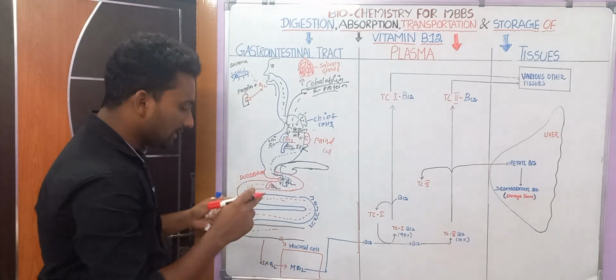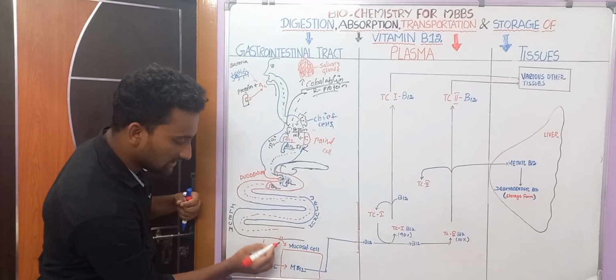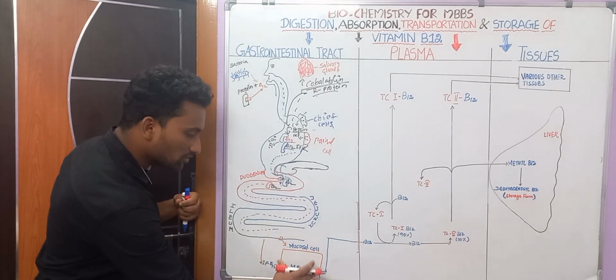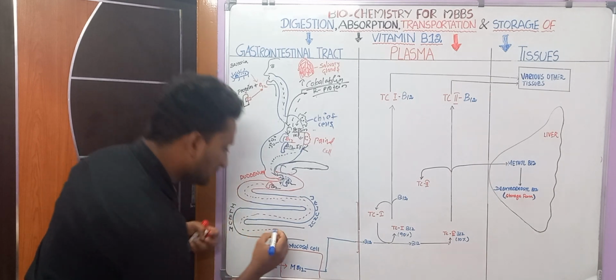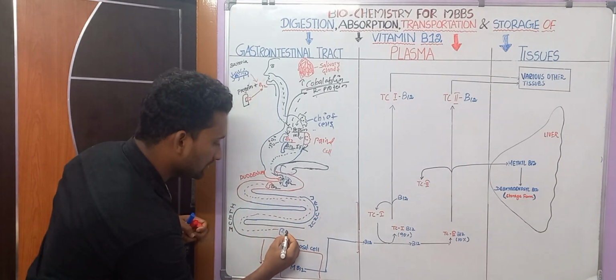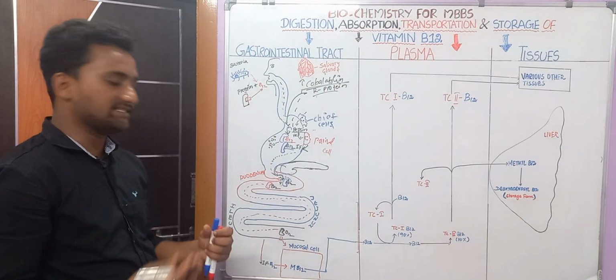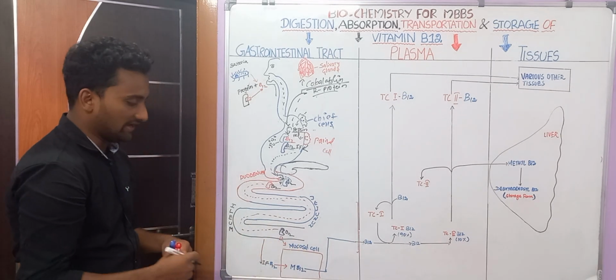In the ileum, you can take one single cell from an ileum. Over here you can see a single cell. I am zooming it out over here. So this is a mucosal cell of the ileum. What happens? Here we have intrinsic factor with vitamin B12. Intrinsic factor plus B12 complex is there. B12 is in bound form with intrinsic factor.